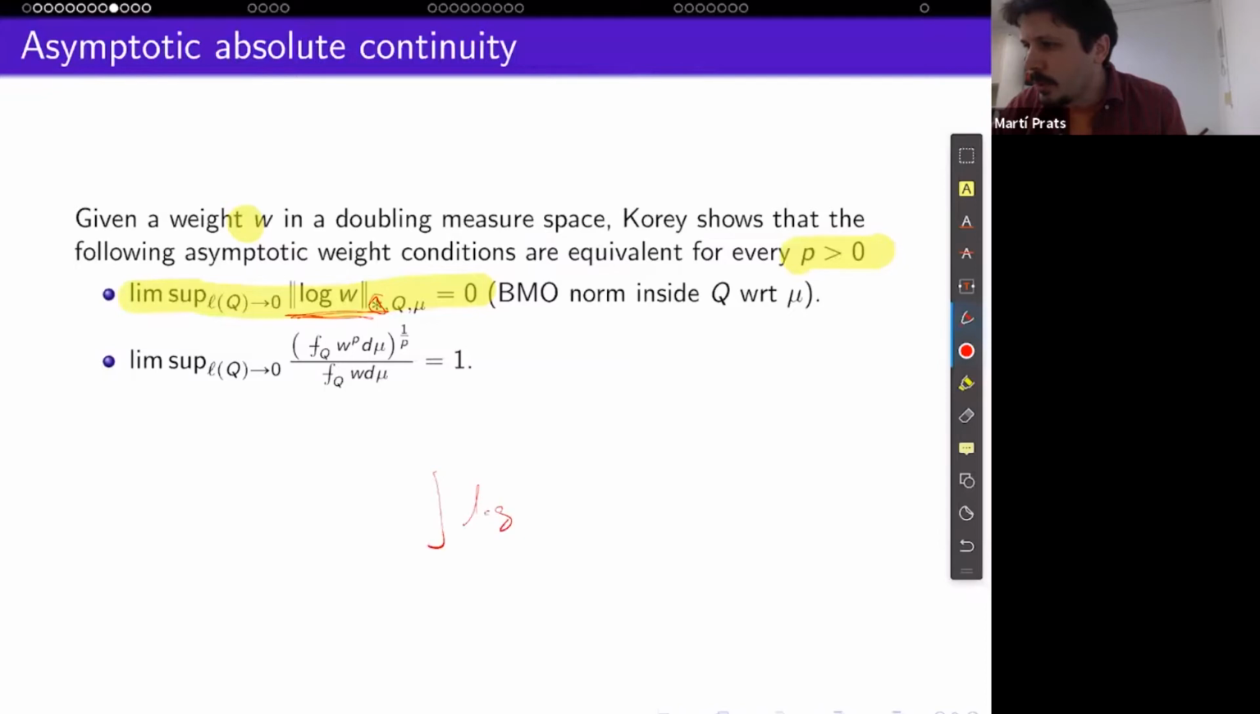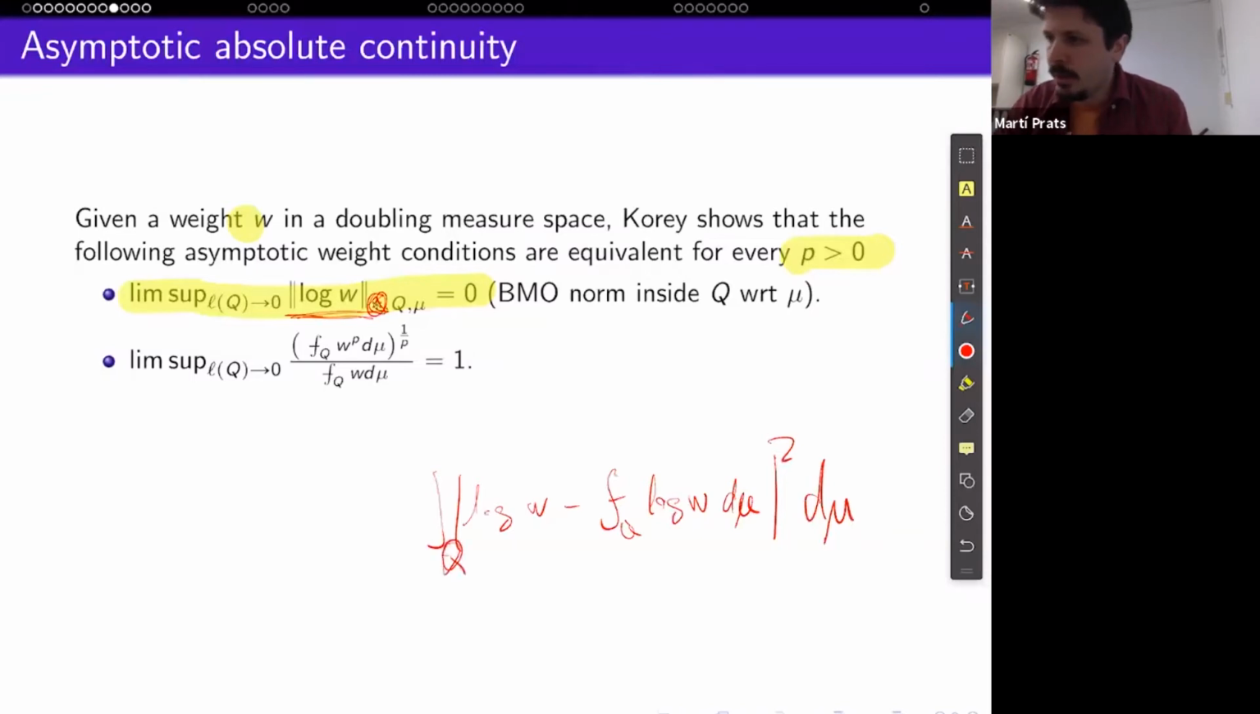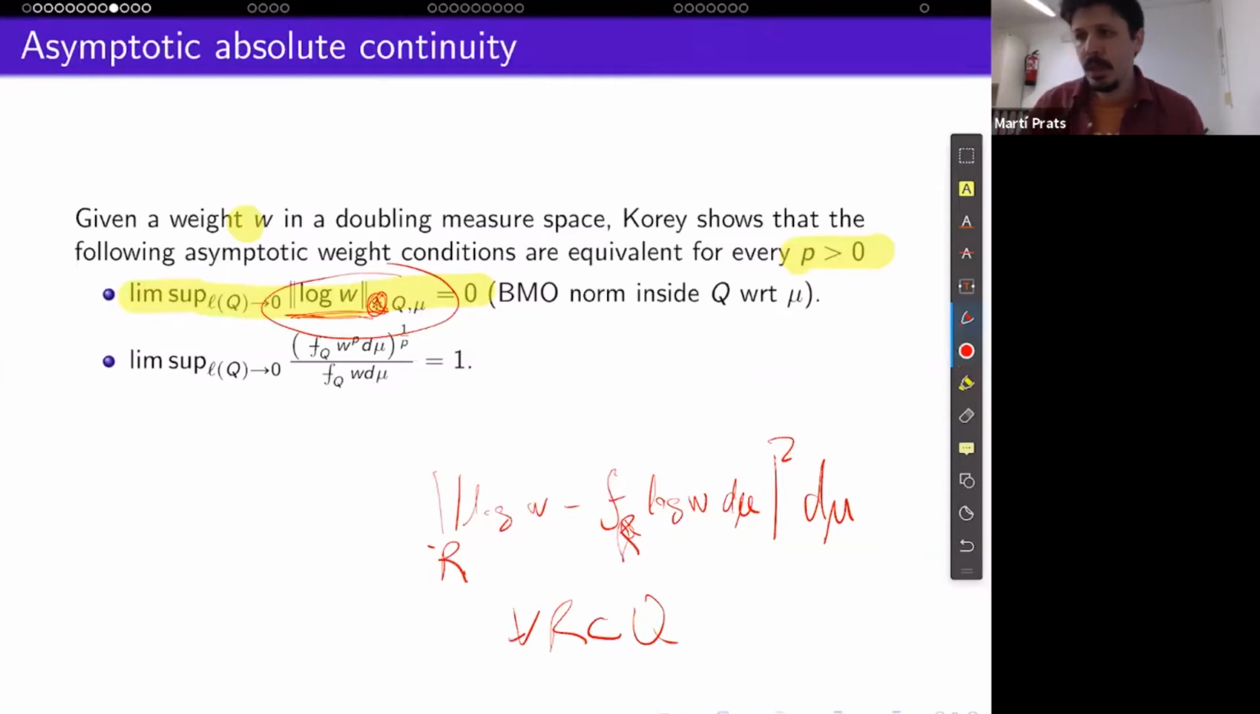This would be log of W minus the mean of log W in Q, take the square in Q. This is the VMO norm, star, with respect to Q, no? And well, maybe we should say R here. Instead of Q, we write R, and for every R including Q, okay, this would be this norm. And when the length of Q goes to zero, this norm would go to zero. This is like the logarithm of omega, the logarithm of W. Sorry, is VMO, no? VMO. This is what we are saying.